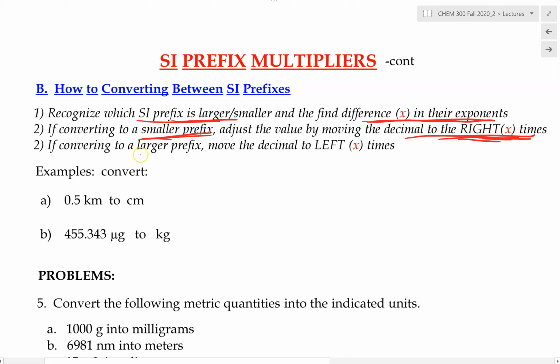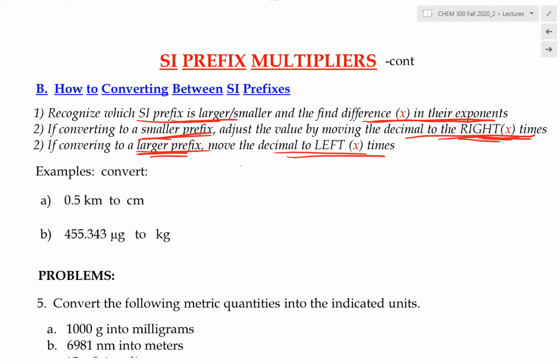And if we convert a value to give it a larger prefix, then we have to move the decimal to the left, x number of times. And this is conceptually very similar to what we have seen with scientific notation earlier. When we change a smaller prefix into a larger prefix, then essentially we're going from a smaller exponent to a larger exponent. So therefore we have to reduce the value itself by moving the decimal to the left, so that way we can compensate for it. Okay, let's now try a few examples.